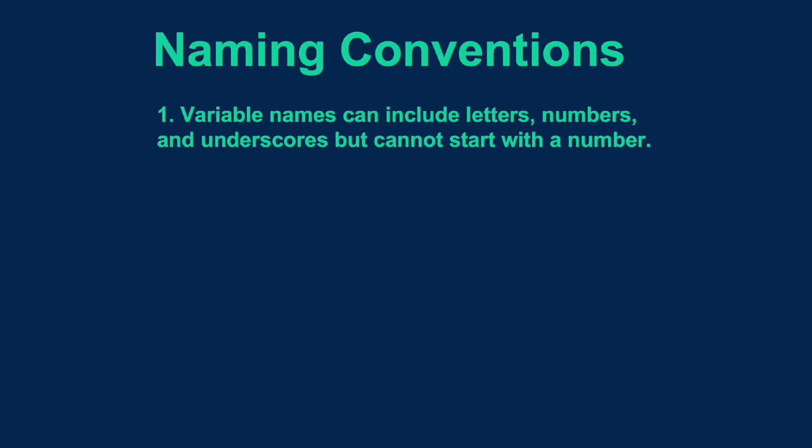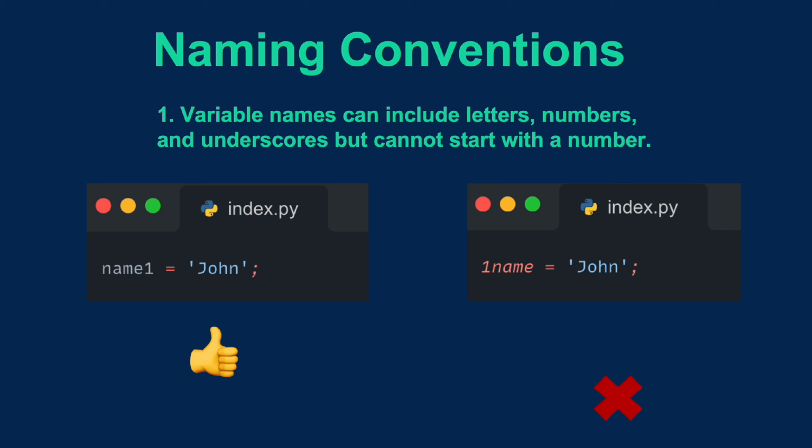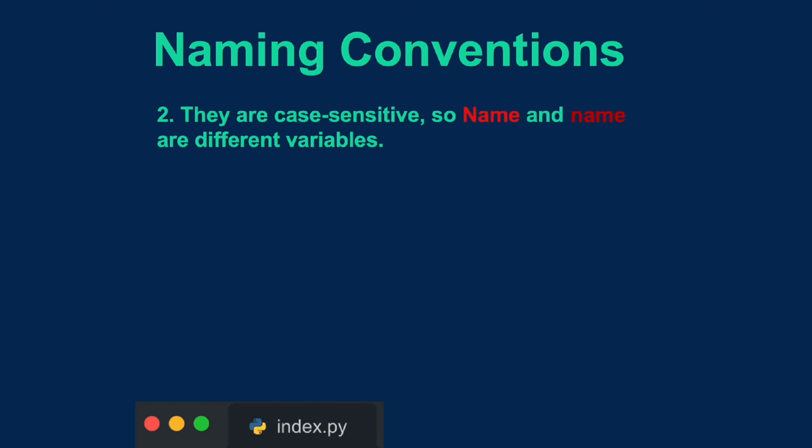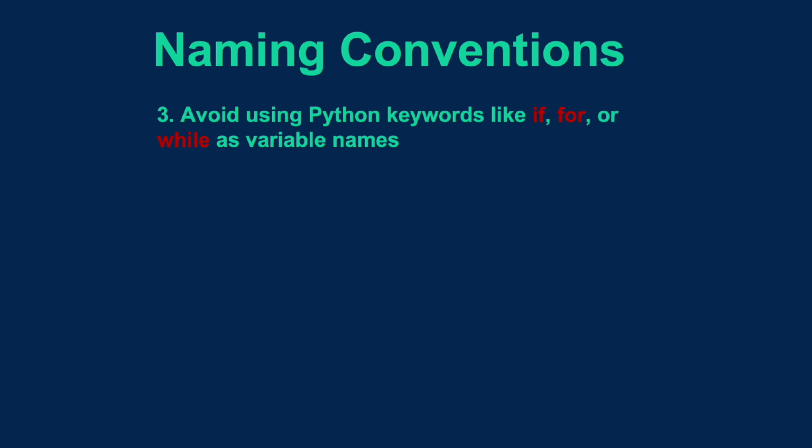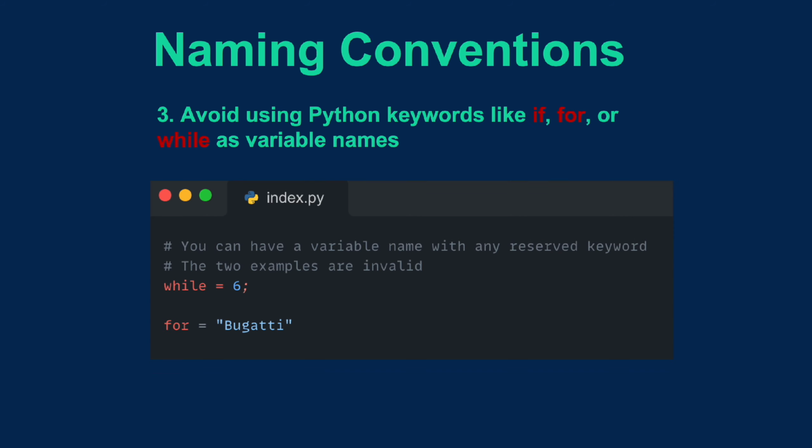There are some rules in naming. When naming variables, there are a few important rules that need to be followed. Let's look at three important rules. Variable names can include letters, numbers, and underscores, but cannot start with a number. They are case sensitive, so name with a capital N and name with a small n are different variables. Avoid using Python keywords like if, for, or while as variable names. In the description, you'll find a link where you can find all the Python reserved keywords.